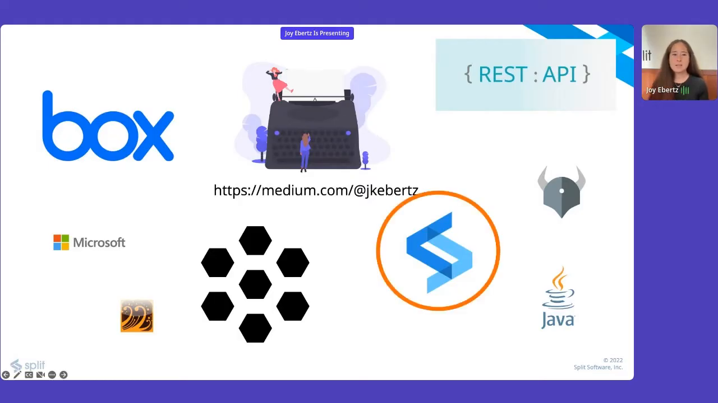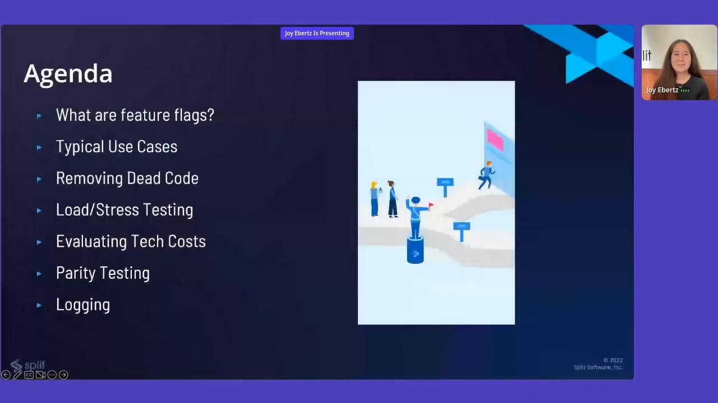And why any of that's relevant to the topic of feature flags is that Split happens to be a feature flag company. So we might happen to think about feature flags a little bit more than the average user out there. So today I'm going to be going through just a brief introduction of what are feature flags. And then I'm going to talk through some of the typical use cases. We're going to go through some of the more unusual ones. So we're going to talk about removing dead code, load and stress testing, evaluating tech costs, parity testing, and logging.